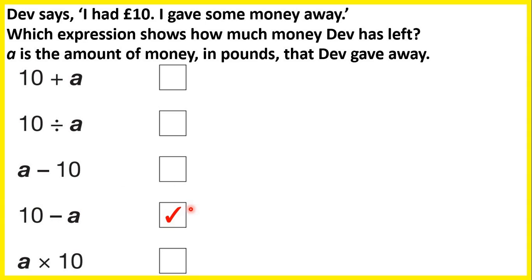And then we can check that it works, because if, say, Dev gave away £1 and he had £10, that means he would have £9 left. And 10 minus 1 is 9, so we know that the expression will be 10 minus A. So what he started with minus what he gave away will tell us how much money he has left.